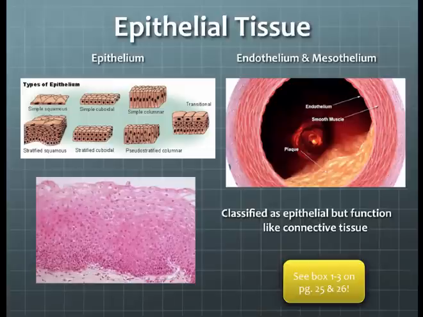Okay. Now, they can be, again, flat, or square. They can be cuboidal, like cubes. They can be columnar, tall and narrow. They can be single layers, double layers. They can be stratified. There's lots of different ways that they can be laid down in order to create the tissue. So all epithelial cells are supported by a basement membrane.